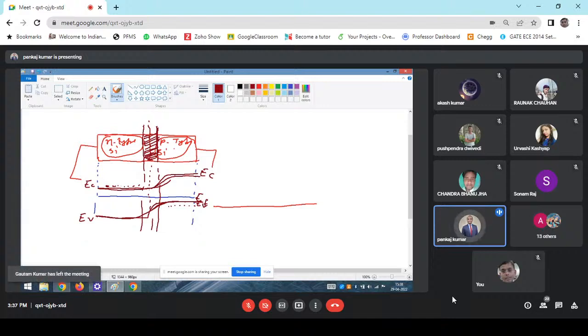So this is a short introduction of the Fermi level. Any doubt in this Fermi level, how to make a Fermi level of semiconductors? Okay. Now we will move to the density of states, that is most important.